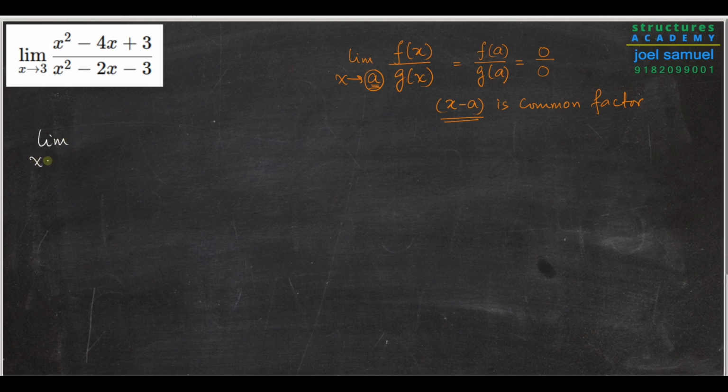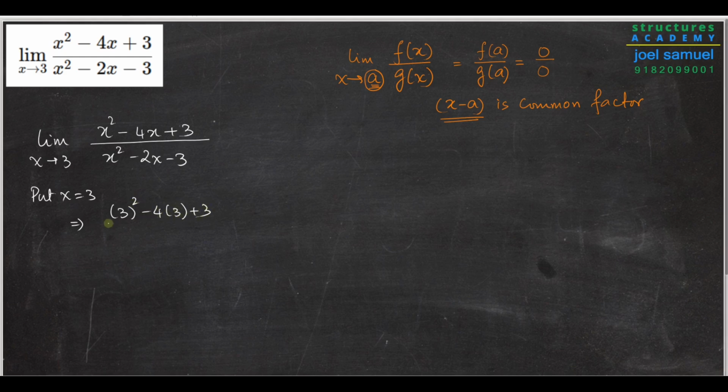The limit as x approaches 3 of (x² − 4x + 3) divided by (x² − 2x − 3). So let us put x equal to 3, which implies the numerator becomes 3² − 4 times 3 + 3, divided by 3² − 2 times 3 − 3. If you evaluate the numerator, this is 9 plus 3 is 12 minus 12 is 0, and the denominator, this is 9 minus 6 is 3 minus 3 is 0. So we get the indeterminate form of 0 by 0. So we cannot proceed with evaluation of the limit this way.